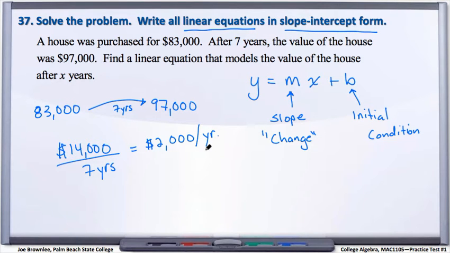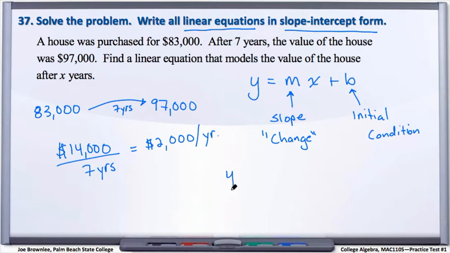All right, so using this information, we can plug into the slope-intercept form to form a model that we can use to find the value of this house, say after 10 years or 12 years or 30 years, assuming that the house continues to increase in value $2,000 per year. All right, so let's see.